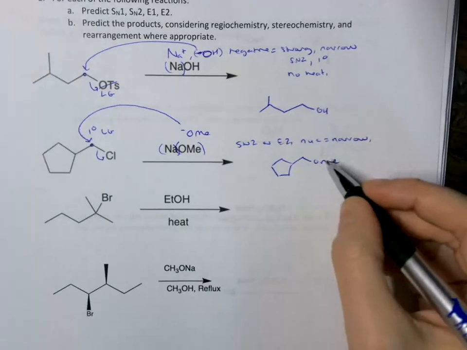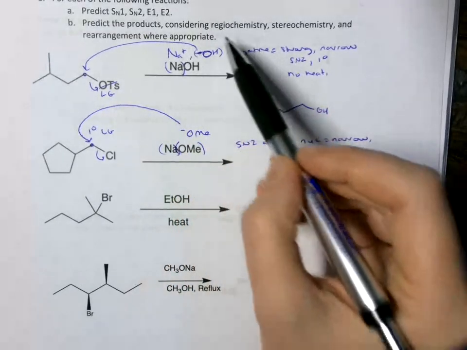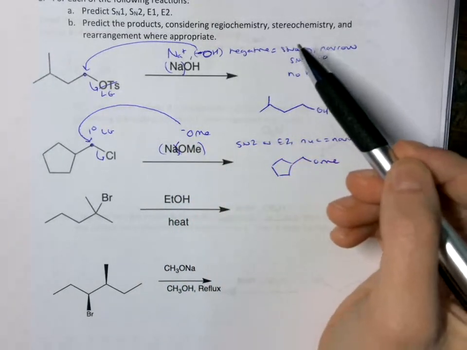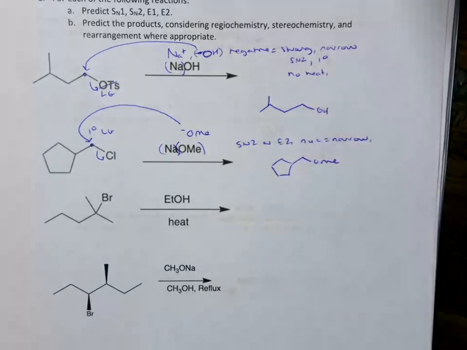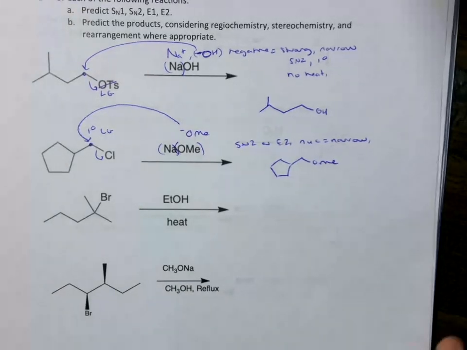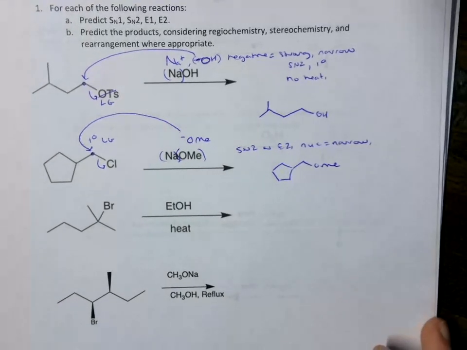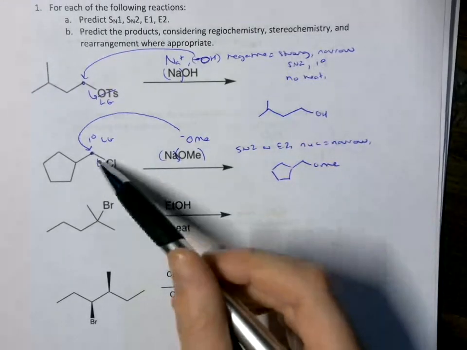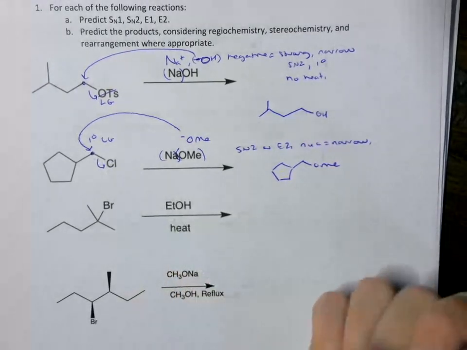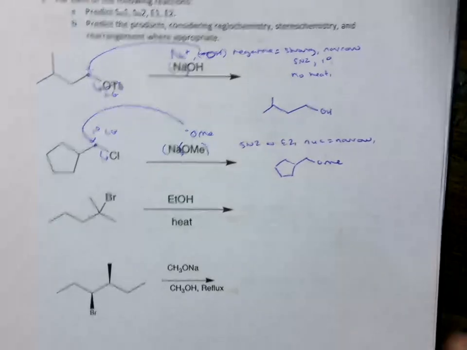And in this case, again, we don't have to worry about regiochemistry because it's not an elimination reaction. The substitution just takes the place of the exact same leaving group, carbon where the leaving group was. And then we don't have to worry about rearrangement because there's no carbocation. Stereochemistry is inversion of stereochemistry, but this is not in a stereocenter, so we don't have to worry about that.